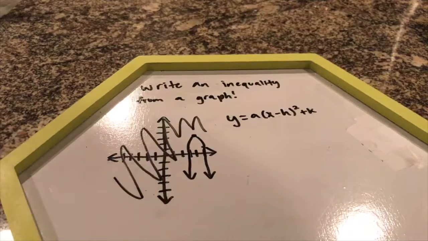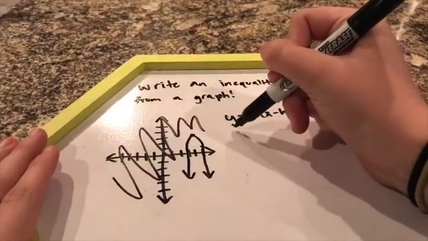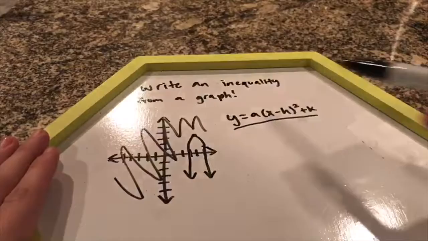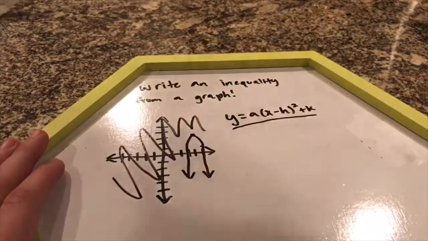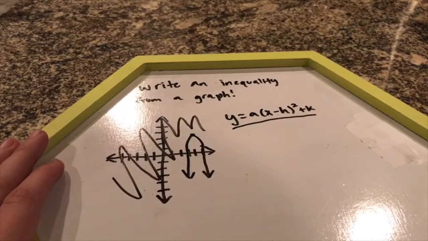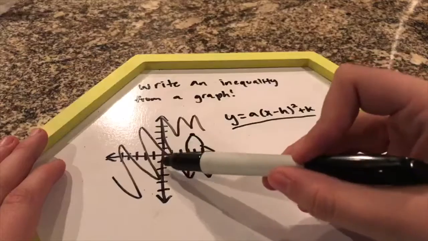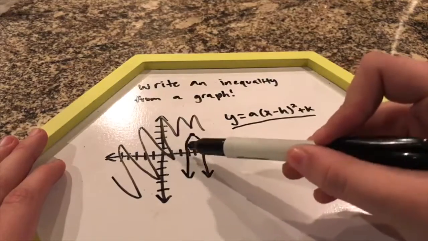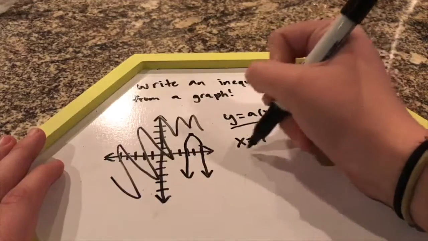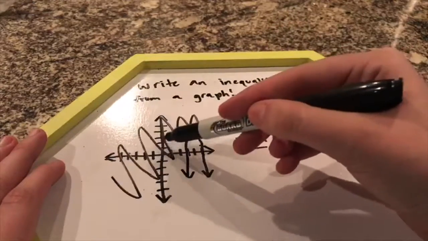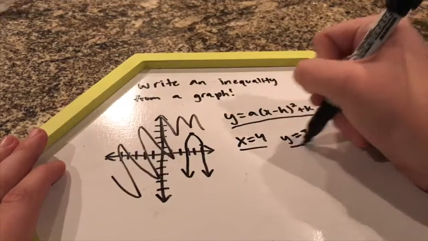Okay, so for this last example, we're going to be writing an inequality from a graph. We're going to be writing it in vertex form, which is y equals a(x minus h) squared plus k. So, first of all, you want to find your vertex. So you're going to want to count over. So we're over 1, 2, 3, 4. So your x value is going to be 4. And then you're up 1, 2, 3. So your y value is going to be 3.